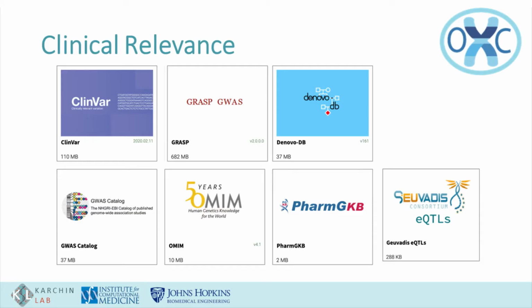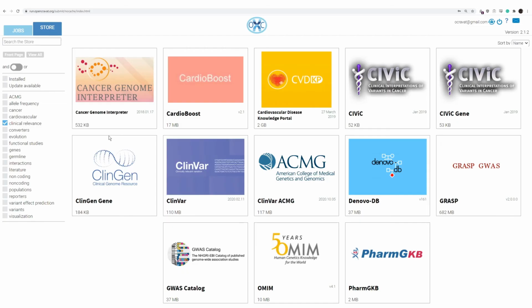The second type of non-coding annotator is clinical relevance. These are the annotators related to clinical relevance, including clinically relevant variants, EQTLs, and databases of GWAS data. Databases of clinically relevant variants include both coding and non-coding variants that are directly related to the disease. GWAS and EQTL loci are more frequently non-coding but do not directly cause disease.